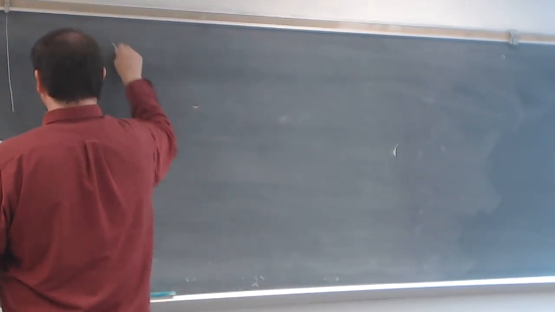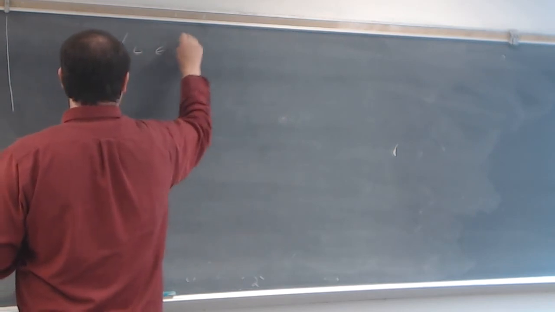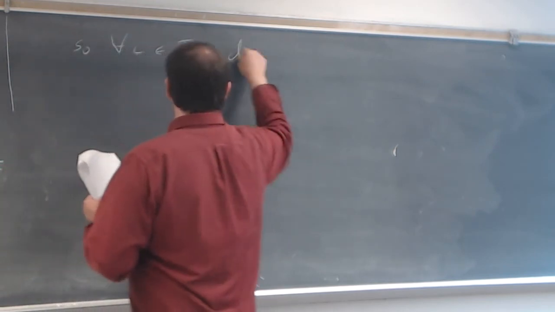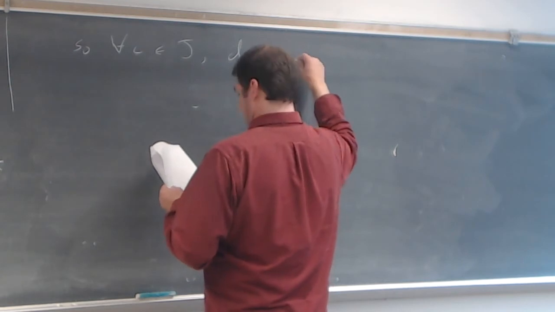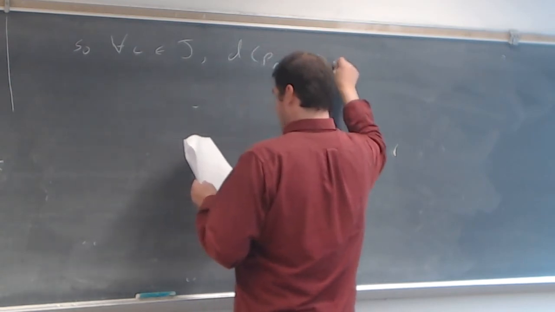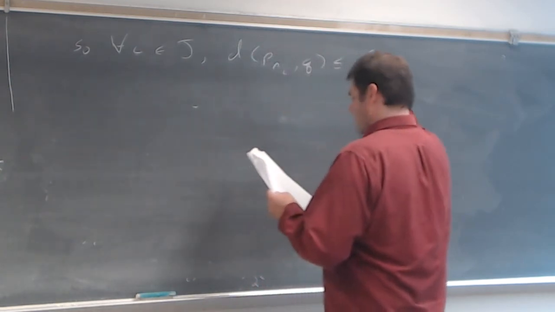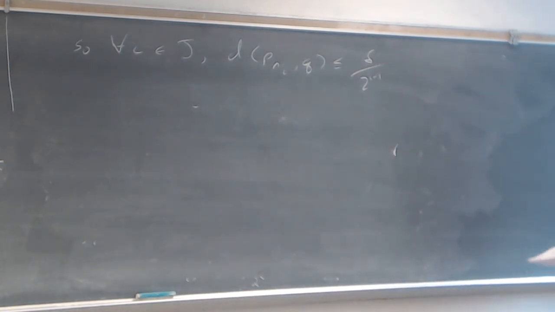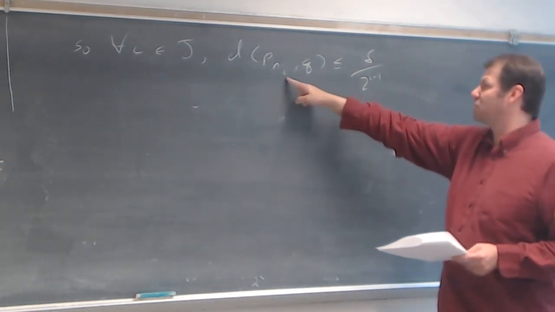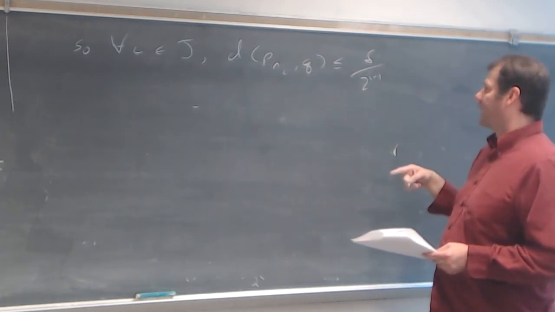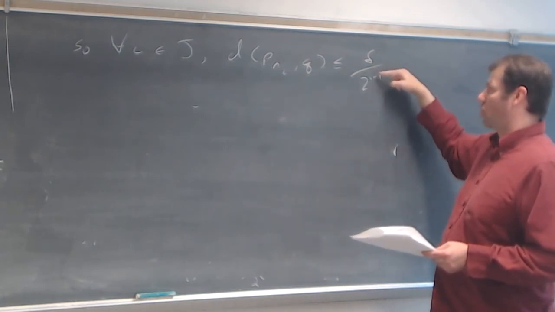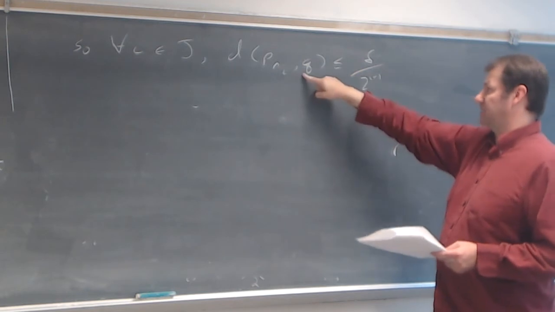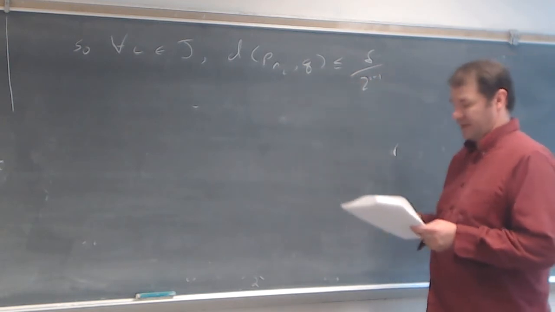So, for every i that's a natural number, here's what we have. The distance between p sub n sub i and q will be less than or equal to delta over 2 to the i minus 1. When i is equal to 1, you just get delta on this side, and that distance is delta, so that works.